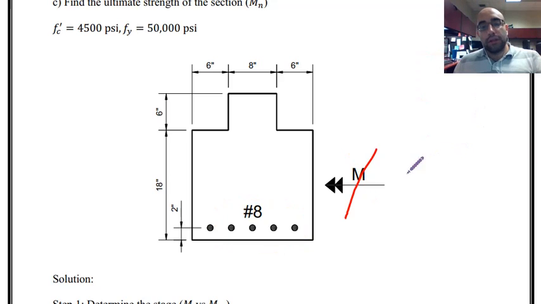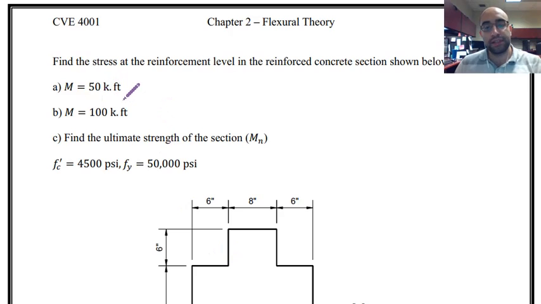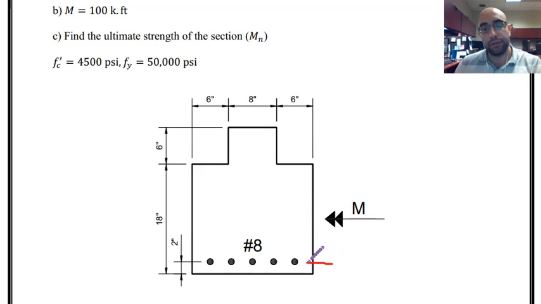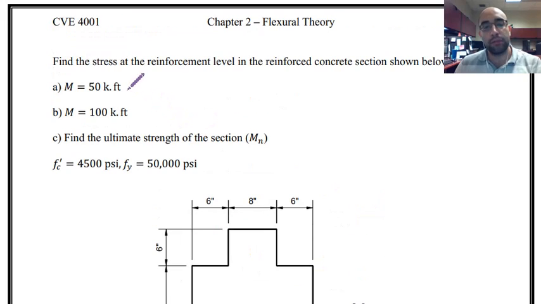So this is the section. You can see the dimensions, and then we also have 1, 2, 3, 4, and 5 number 8 bars at the bottom of the section, and these are located 2 inches from the very bottom of the section. And the question is asking about finding the stress at the level of reinforcement at this level, when the applied moment is equal to 50 kip-foot, then the amount of moment is increased to 100 kip-foot, and then it is asking about finding the ultimate strength of the section, or MN.